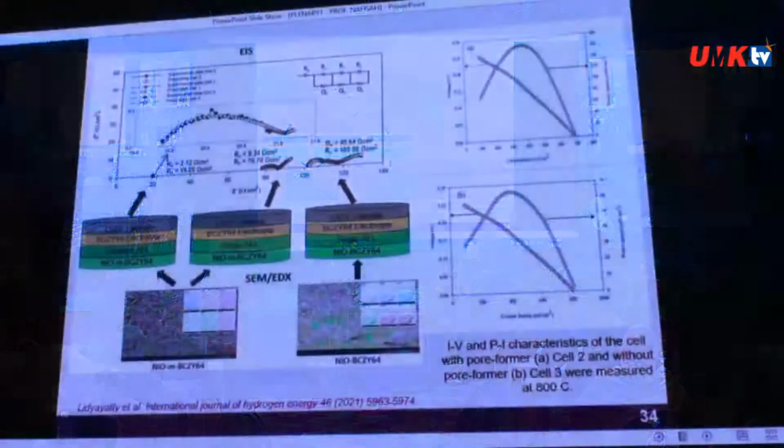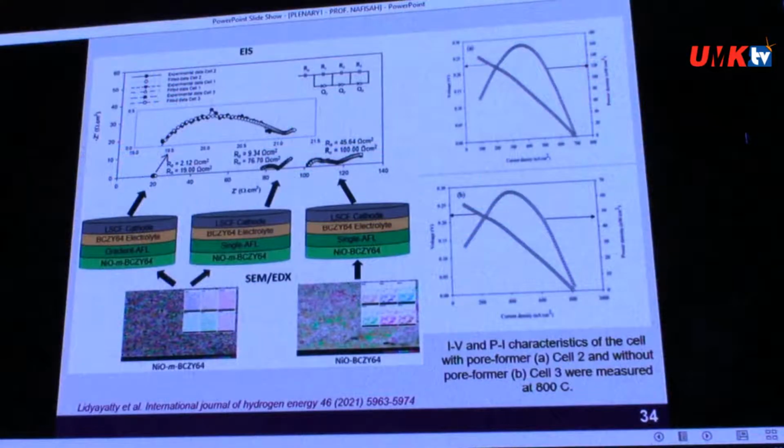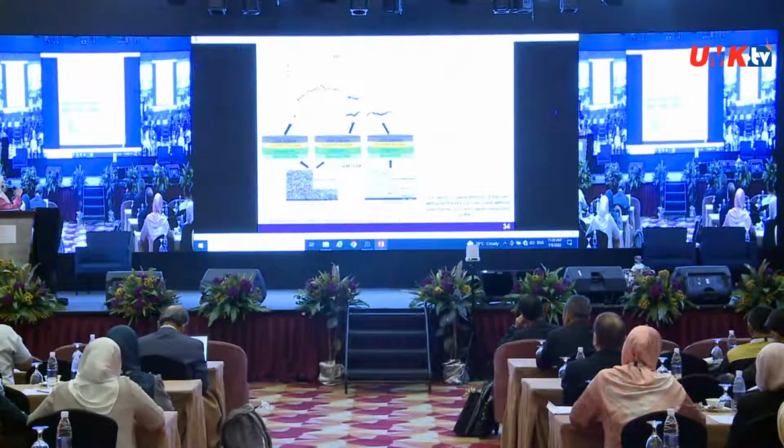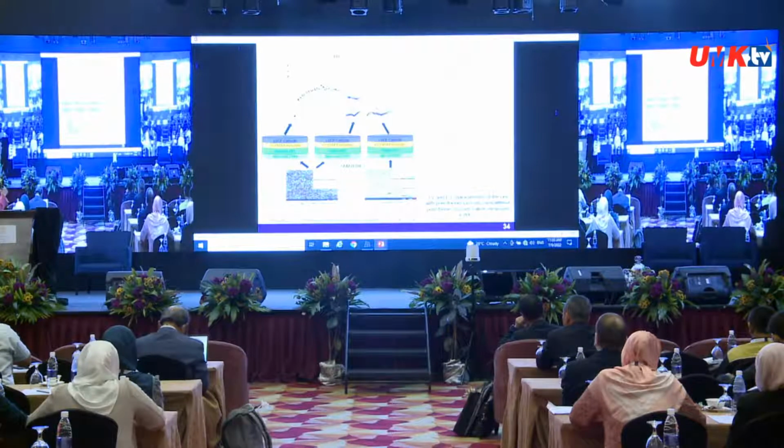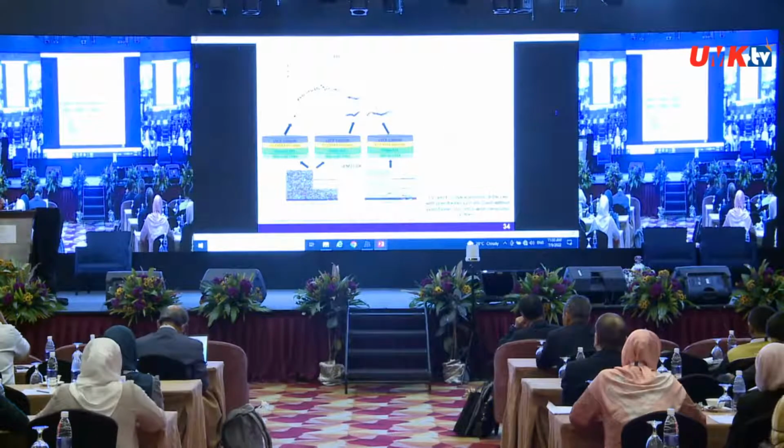This is the diagram that we use for the anode-supported cell, nickel oxide modified BCZY. And here, we also study what happens if we have a single anode functional layer. So we also study what happens to the cell if we put in this anode functional layer.